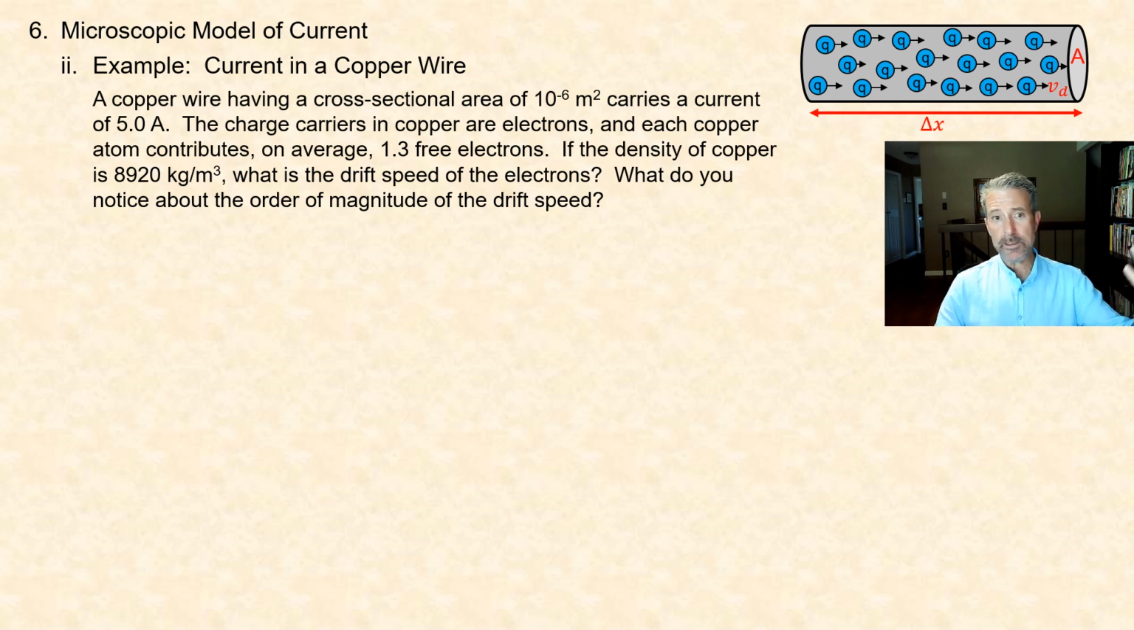Reading the problem here, we're given a copper wire having a cross-sectional area of 10 to the minus 6 square meters. It carries a current of 5 amps. The charge carriers in copper are electrons, as is the case with all metallic conductors. And each copper atom contributes on average 1.3 free electrons.